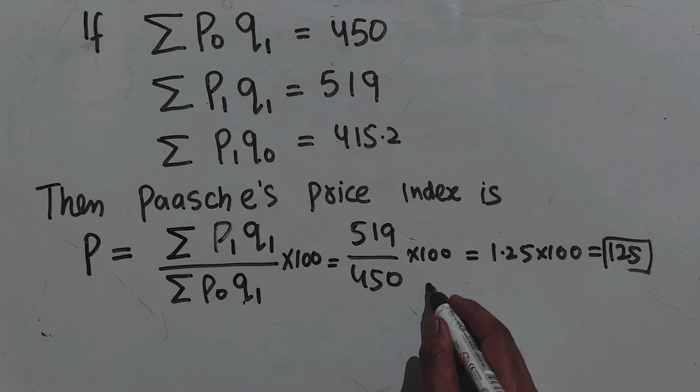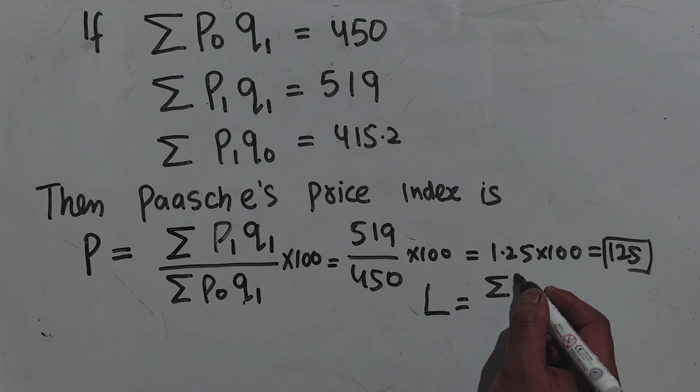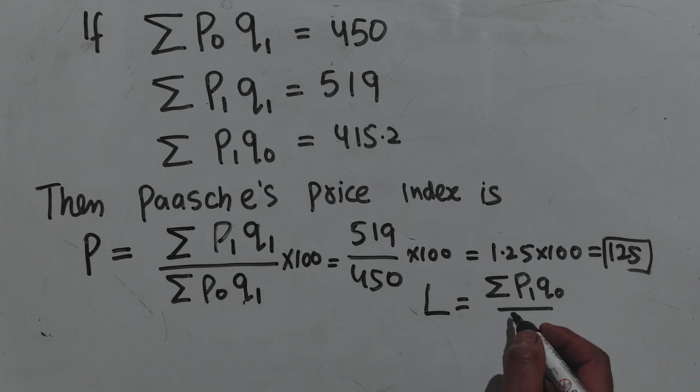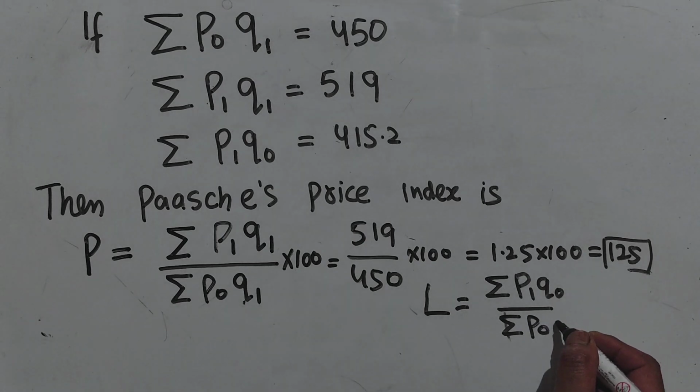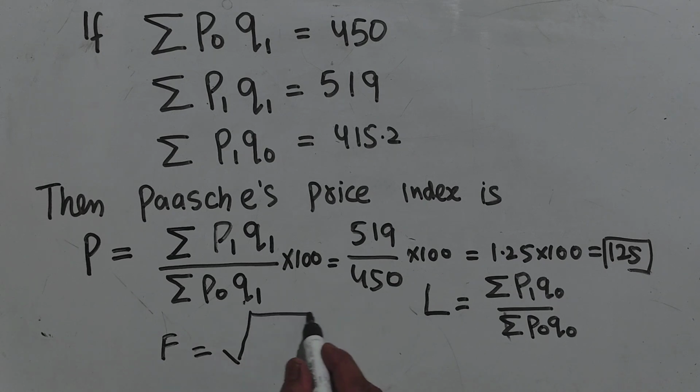In case of Laspeyres' price index, that is being given by the summation of P1 Q0 upon summation of what we call P0 Q0. Okay, and then we have the Fisher's index. So Fisher's index is simply the geometric mean of L and P. So I will not go into the detail.